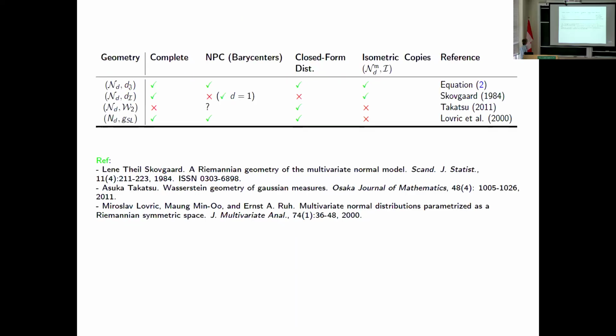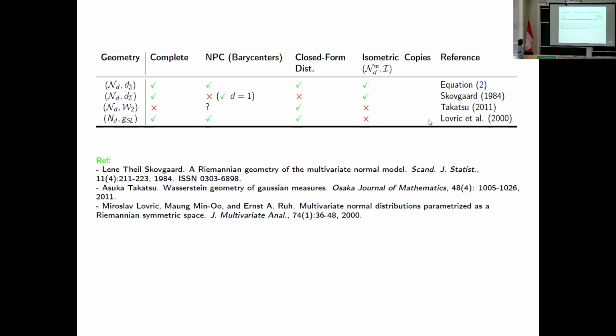And we are able to achieve these characteristics. So it is complete, and it has a non-positive curvature. So we are able to use these to construct these barycenters, basically. Okay. So we also derived a closed-form distance, and it has isometric copies.